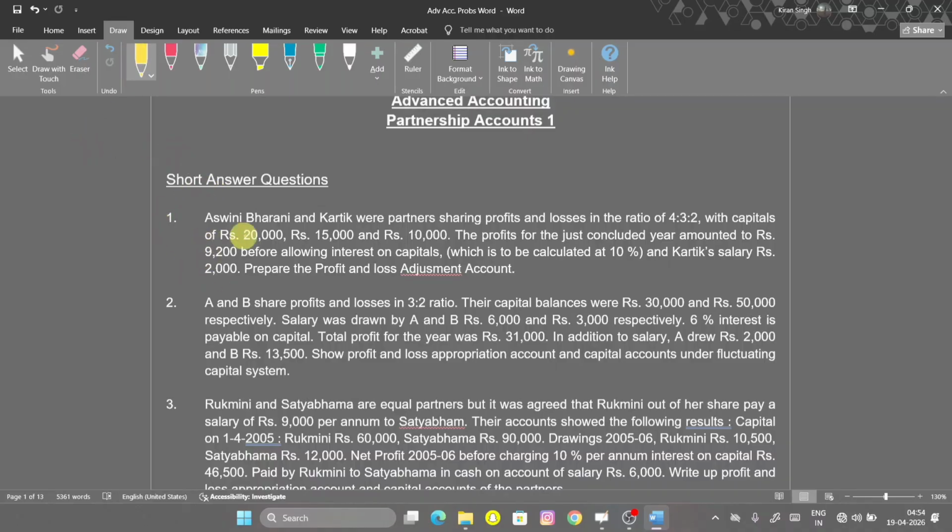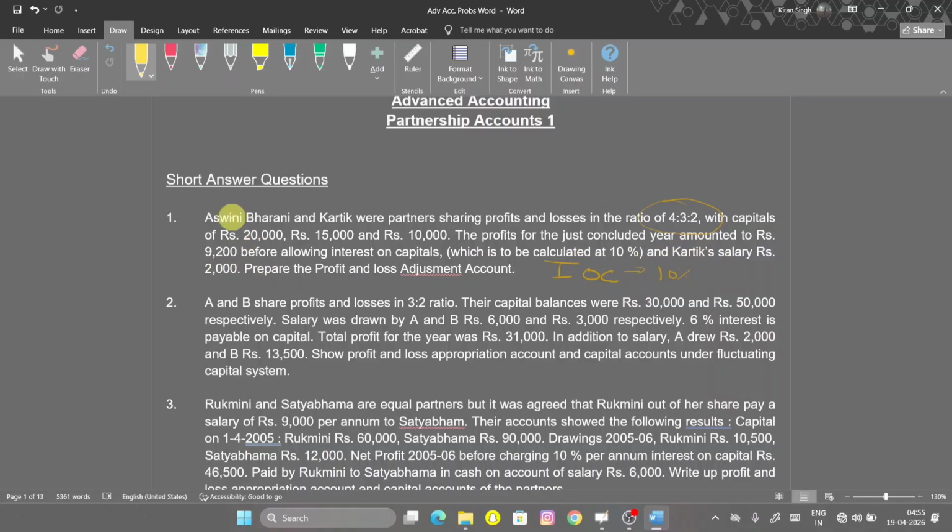Ashwini, Bharani, and Karthik were partners, sharing profit and losses in the ratio of 4:3:2, with the capitals of 20,000, 15,000, 10,000. The profits for the just concluded year amounted to 9,200, before allowing interest on capitals, which is to be calculated at 10%. Interest on capital is 10% per annum, and Karthik's salary is 2,000.